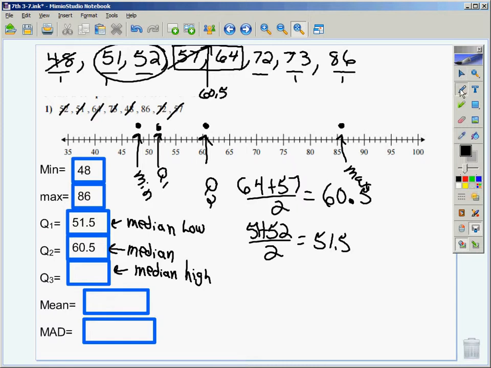Q3. When I go to find Q3, if I eliminate 64, I've got to eliminate 86. And again, what happened in the middle of the data? I've got 2 of them to add together. What's in the middle of 72 and 73? 72.5. So you crossed out the 64, and then there was 72 and 73. And so what's going to be in the middle? 72.5. That's between 72 and 73. I'm going to plot that point. That's Q3.